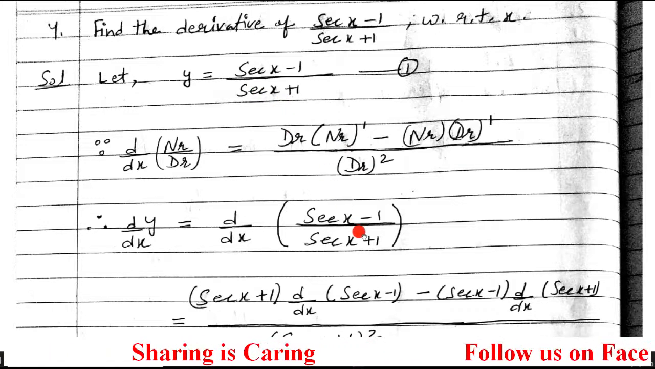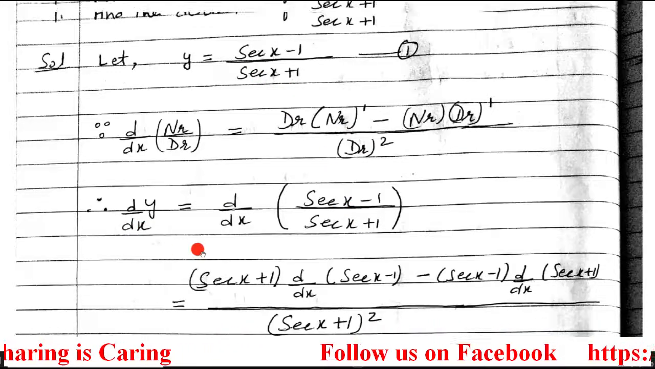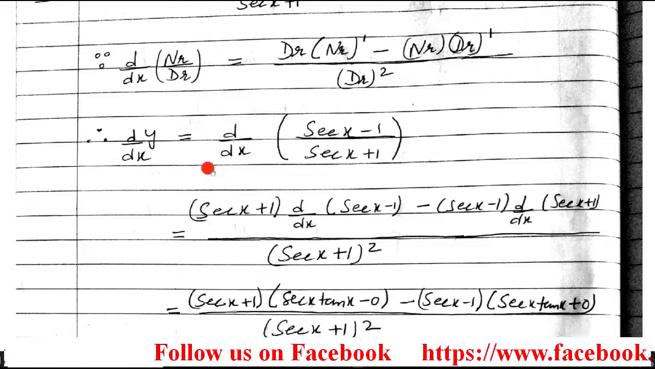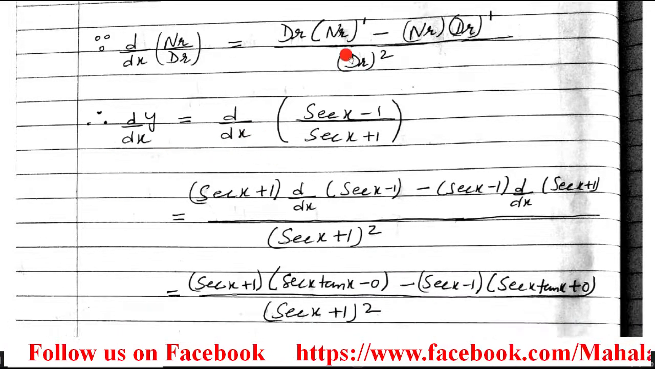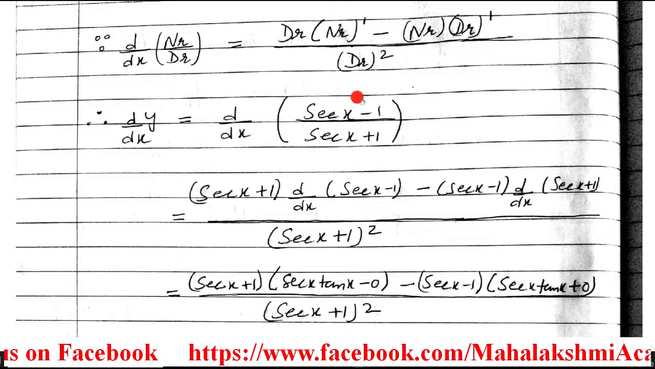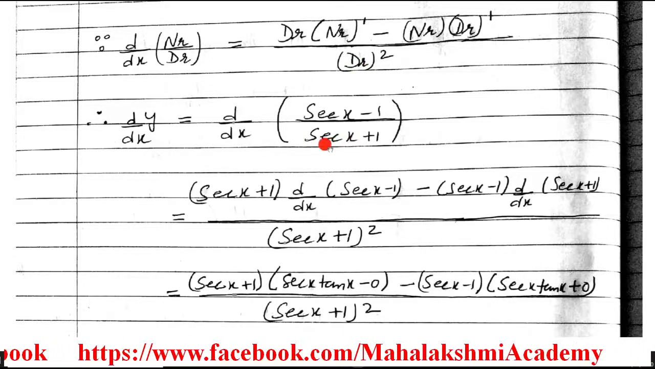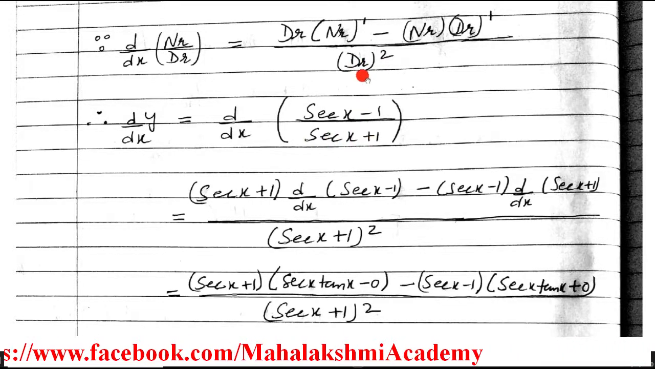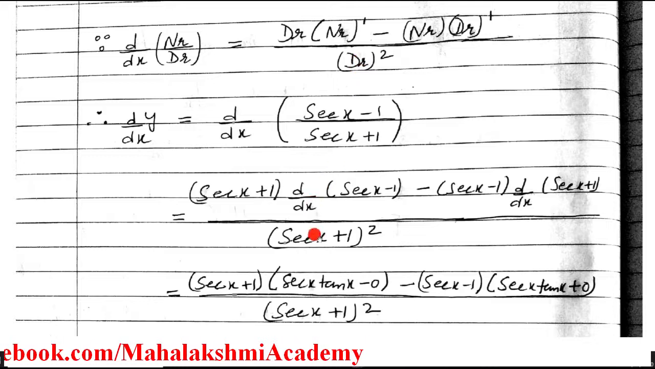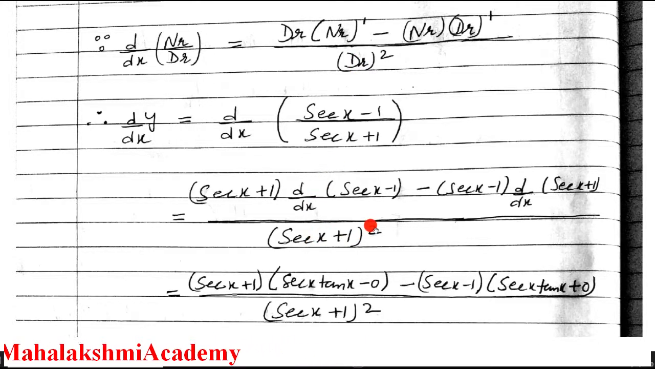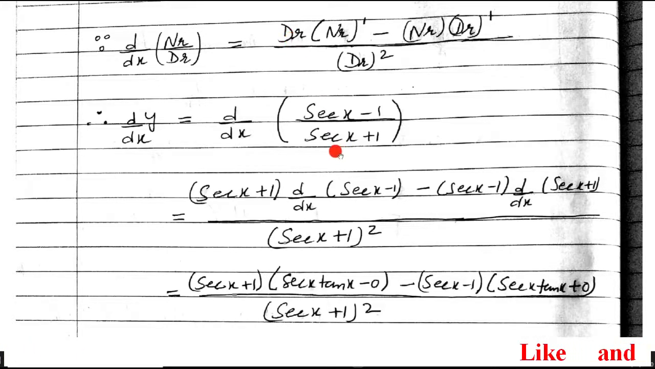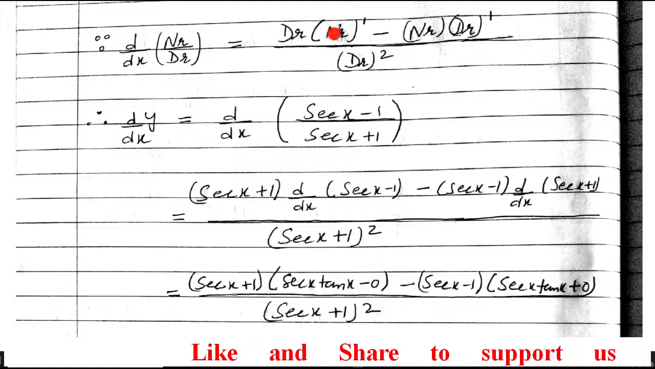So here I wrote like this. Now we started the differentiation. So here we'll use this formula, denominator square. So what is denominator here? Sec x plus 1. So instead of denominator square, we'll write here (sec x plus 1) whole square. Now in the formula, denominator we have to keep as it is. So what is denominator here? Sec x plus 1. So we'll keep this sec x plus 1 as it is, and differentiation of numerator.